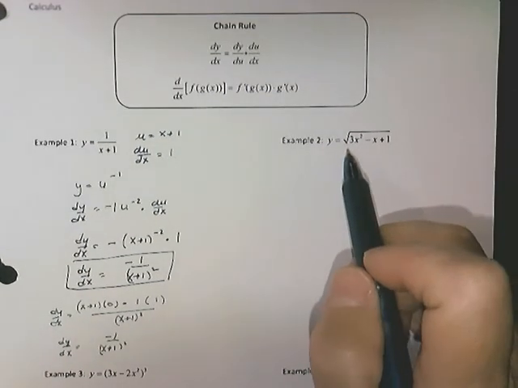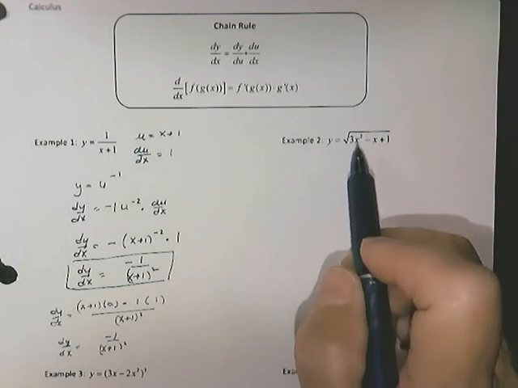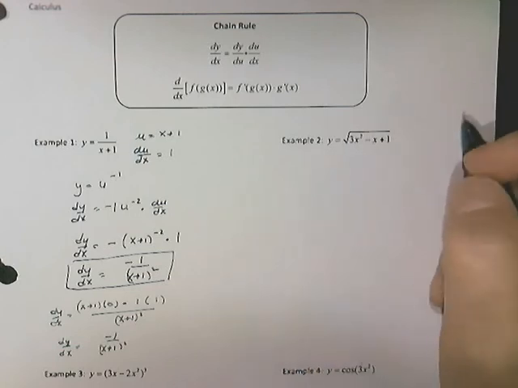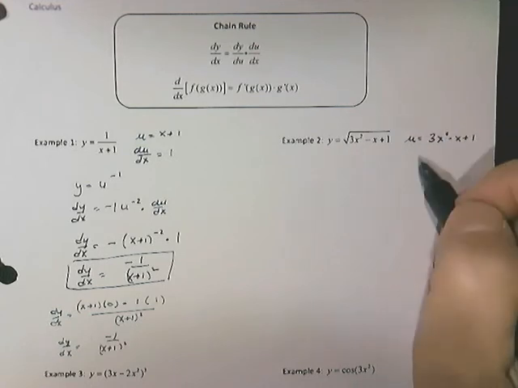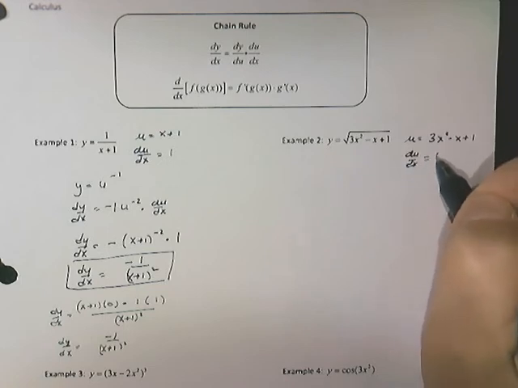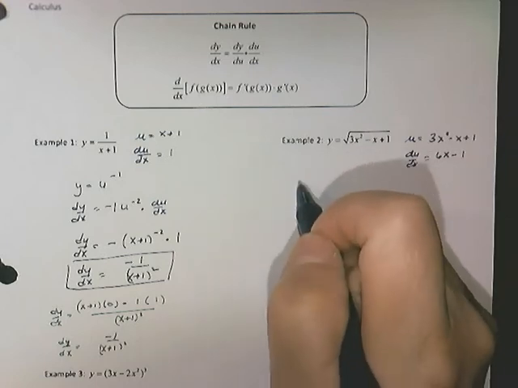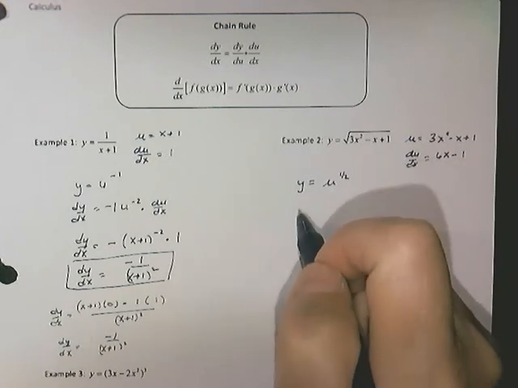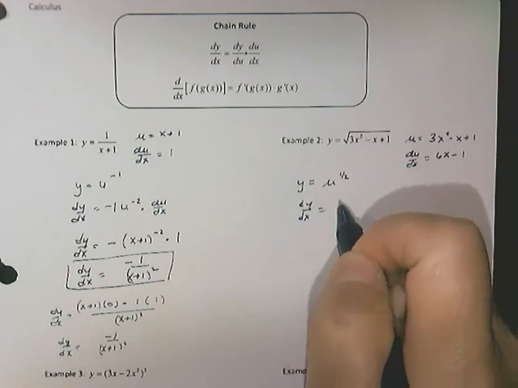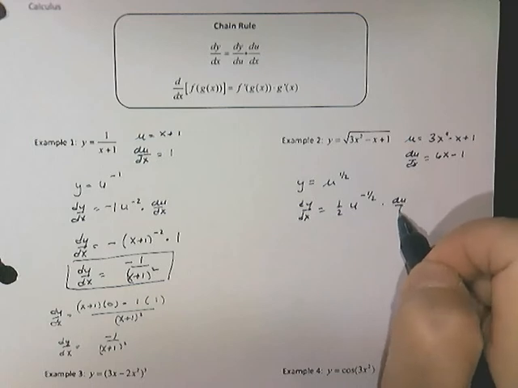My function is the square root of something, but the something inside is no longer just x. If I want to take the square root of x, I would say, well, that's x to the 1/2. This is a function within there. So I'm going to let u equal 3x squared minus x plus 1. So du/dx is going to equal 6x minus 1. So let's go ahead and write this. I have y is equal to u to the 1/2. So dy/dx is equal to 1/2 u to the negative 1/2 times du/dx.